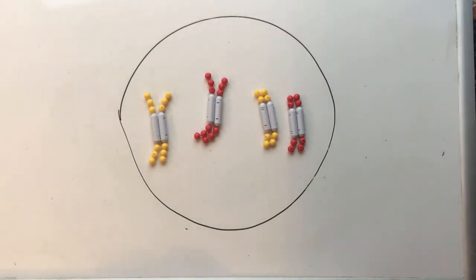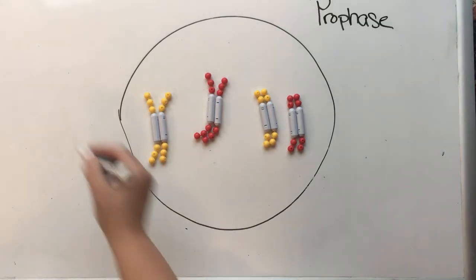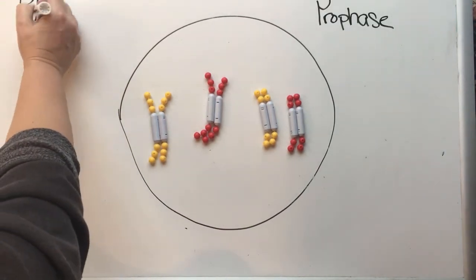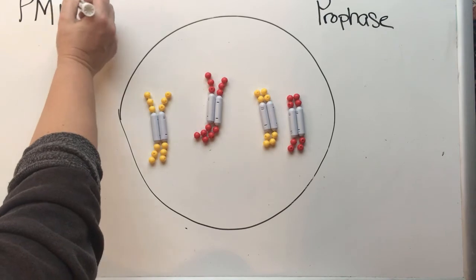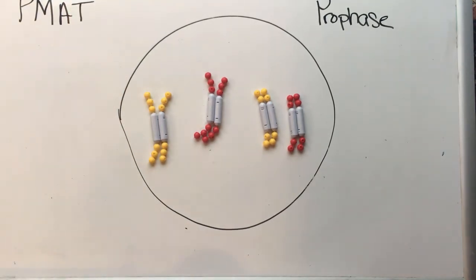So the first thing that happens in mitosis is prophase. I'm going to write the phases up here. I always think of them as PMAT, P-M-A-T, P being prophase. Some people like to say probably means another test as a way to remember it.